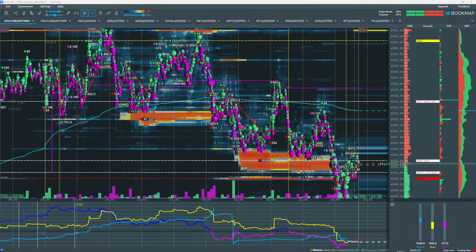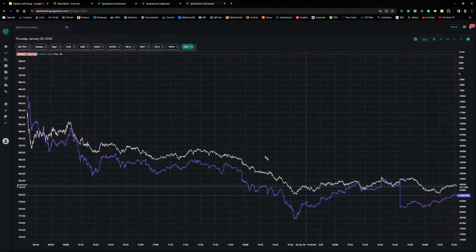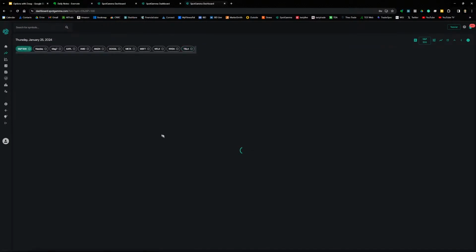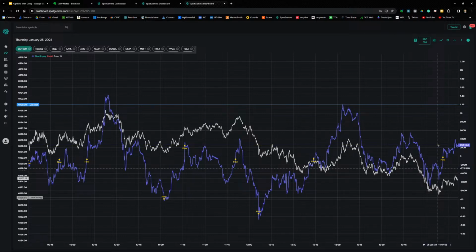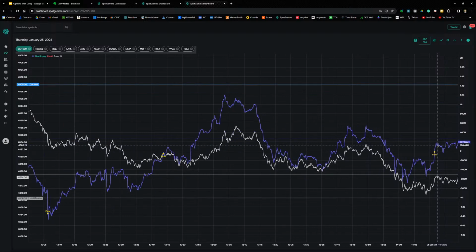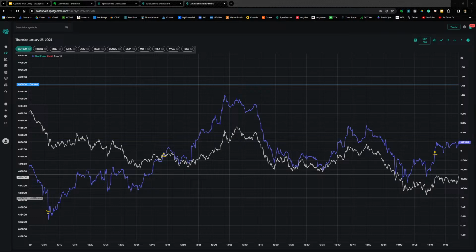Let's see what options traders are doing. Let's go back to the S&P 500. So kind of a mixed picture here. Maybe mean reverting price action or options trades, hedging flow. So right now the hero signal has shifted higher, but still making a series of lower highs.